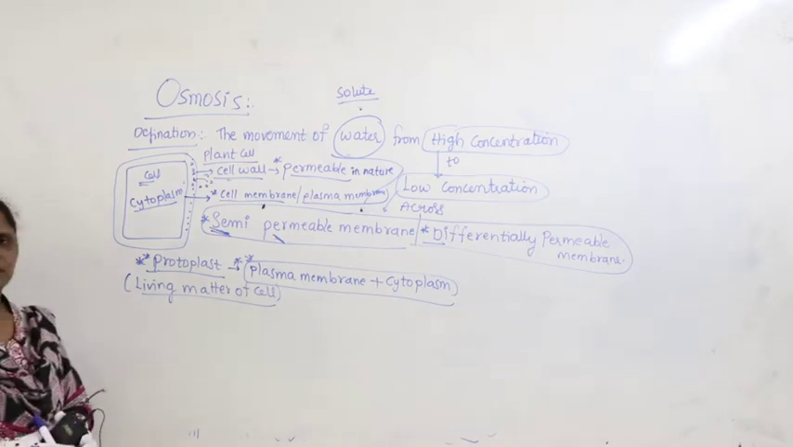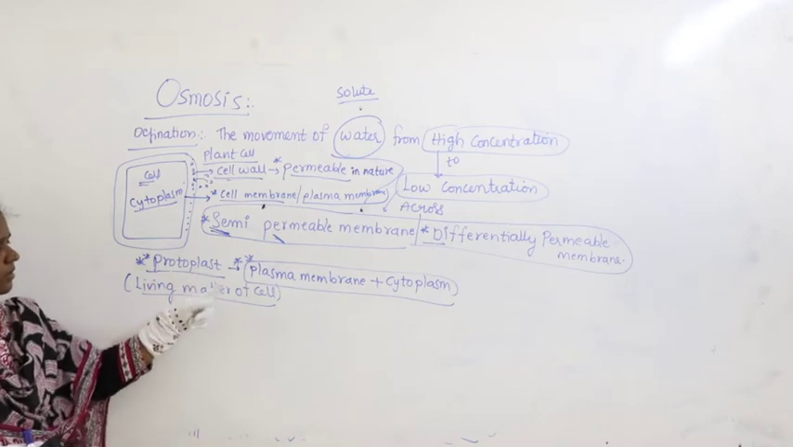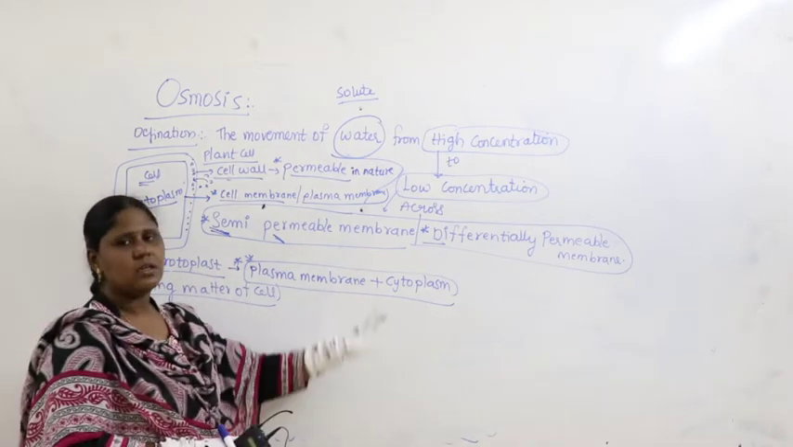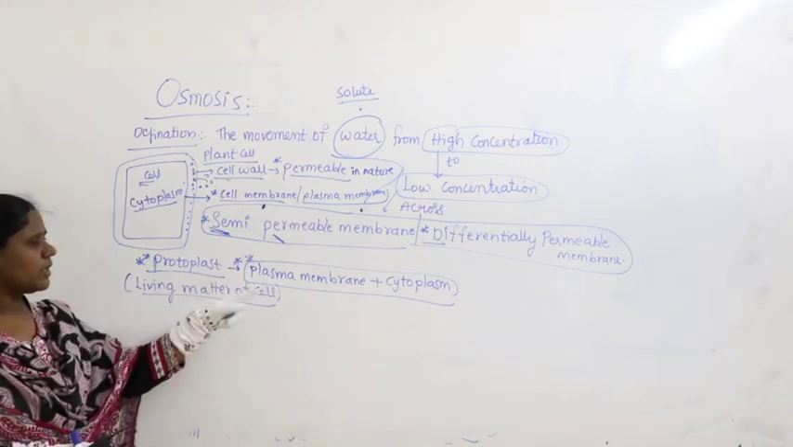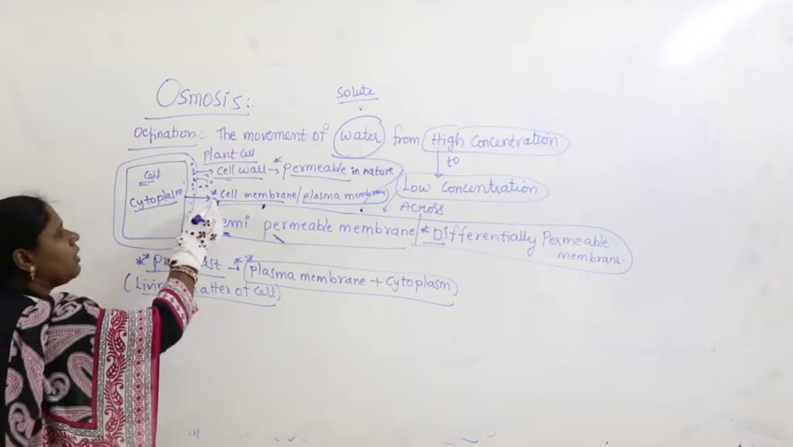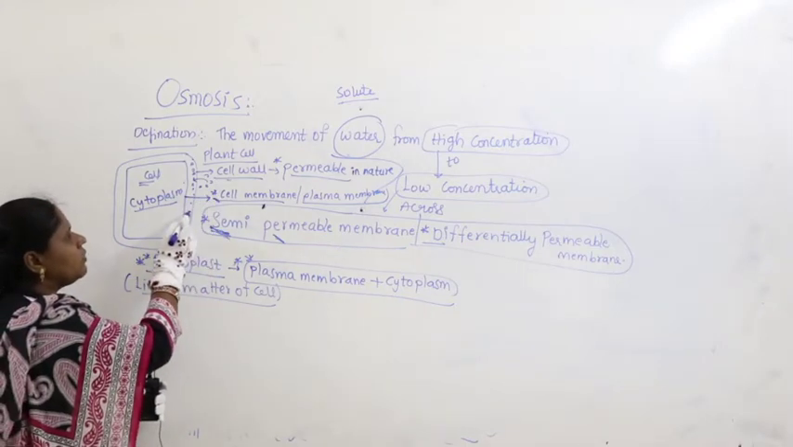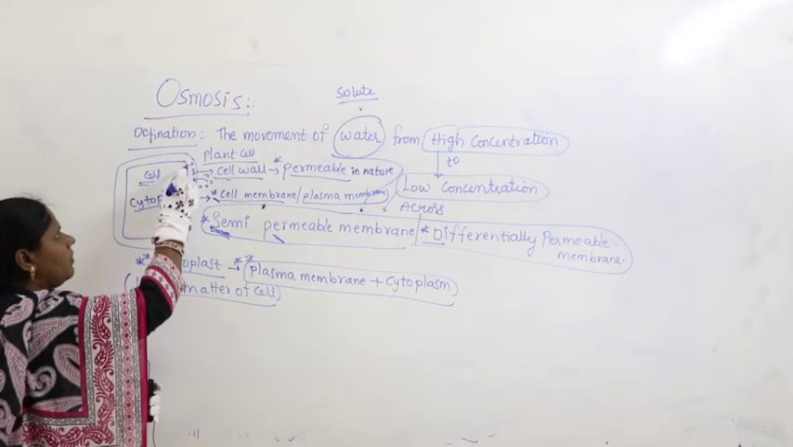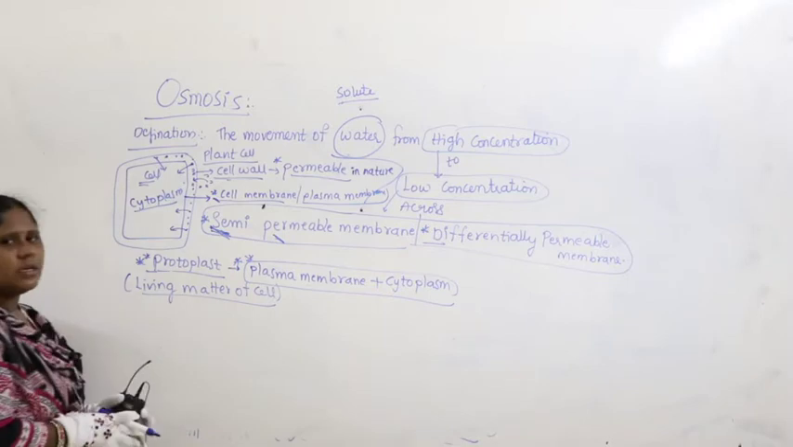Alright, in cytology you studied: what is protoplasm or protoplast? Living matter of the cell. What does it include? Plasma membrane plus cytoplasm. Okay. So in this case, if you take the plasma membrane and cytoplasm, now the cell membrane will not allow all molecules to pass. Partially, out of all molecules, it allows only a few molecules.